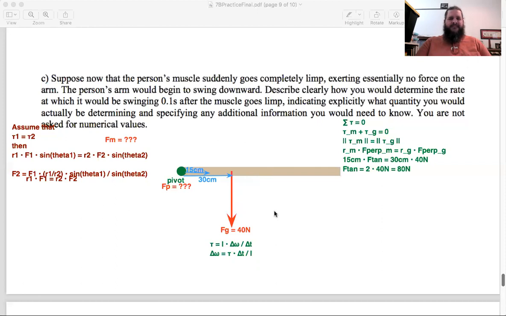And we don't have to, because the pivot doesn't have torque, so it doesn't matter. Yeah, there is still a pivot force because in this case, the arm is not falling off. So presumably the pivot is exerting an upward force to balance out gravity. But the arm is rotating because the pivot does not exert any torque.